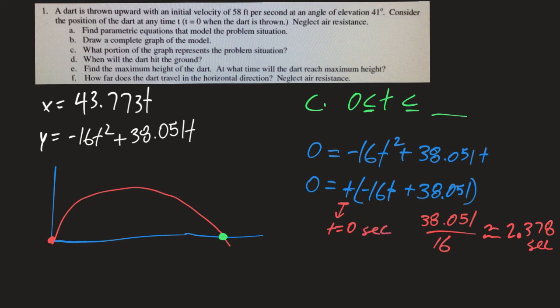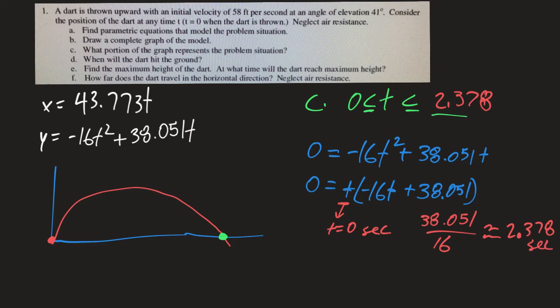And so what we've determined is one endpoint we already said was 0, right? When the time starts, when you throw the dart. And the second endpoint is where I hit the ground. After that, I'm not really flying through the air anymore. So 2.378. And that's the portion of my graph that makes sense. The portion where t goes from 0 to 2.378 seconds.